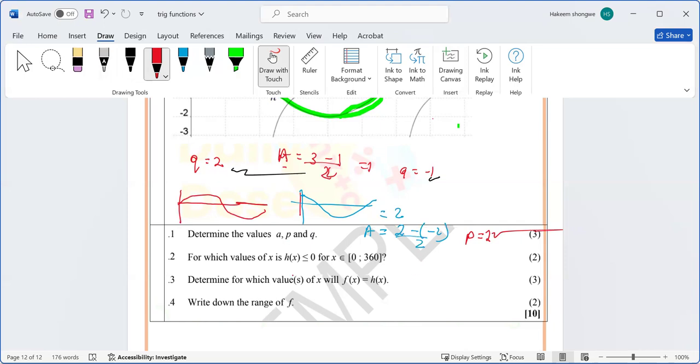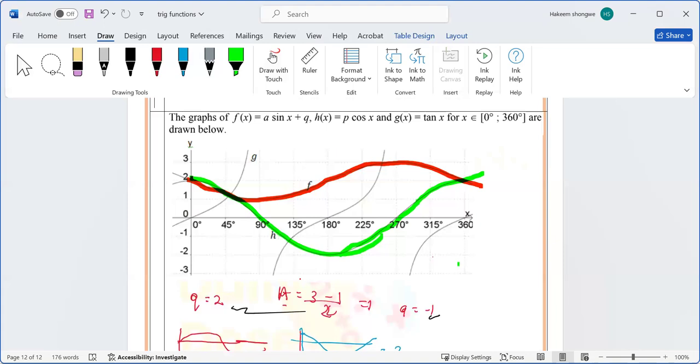For which values of x is h of x going to be less than 0? What do you understand by the words less than 0? It's negative. Yes, we want to know when this graph is going to be negative. Negative, it should appear below the x-axis. You go to your graph and check when the graph is appearing below the x-axis. And h of x is the green one. So this is your x-axis here. Above the x-axis, your graph is positive. Below the x-axis, your graph is negative.